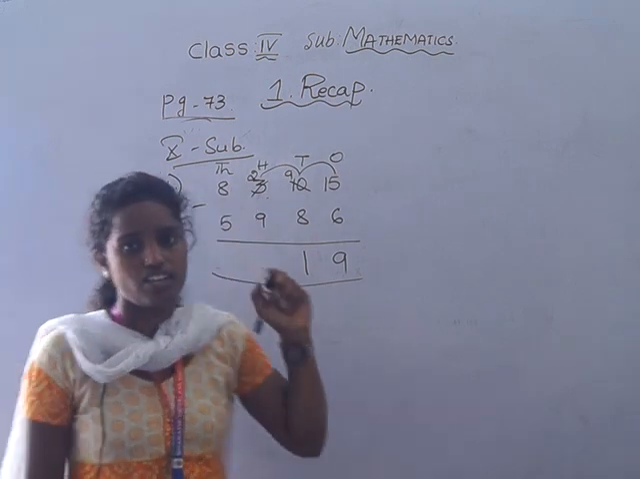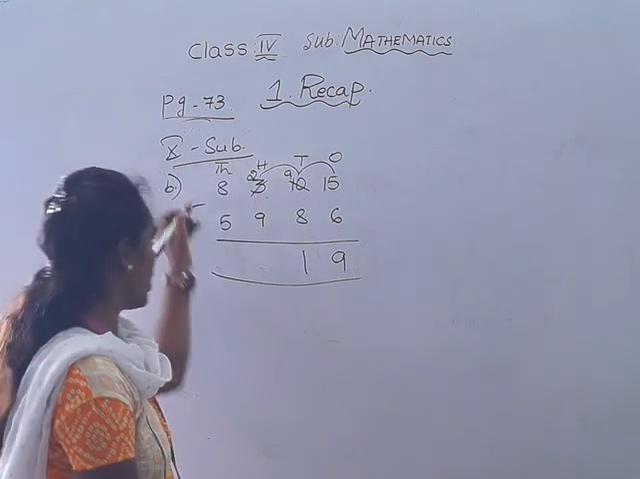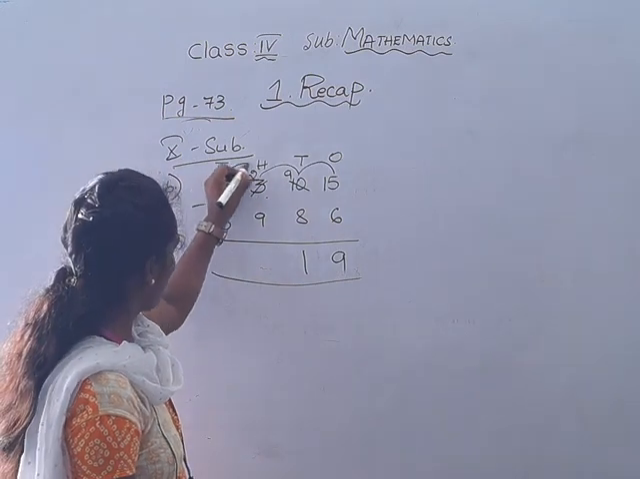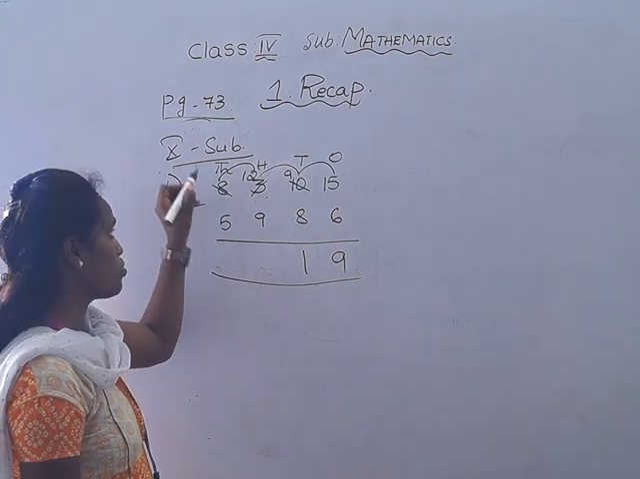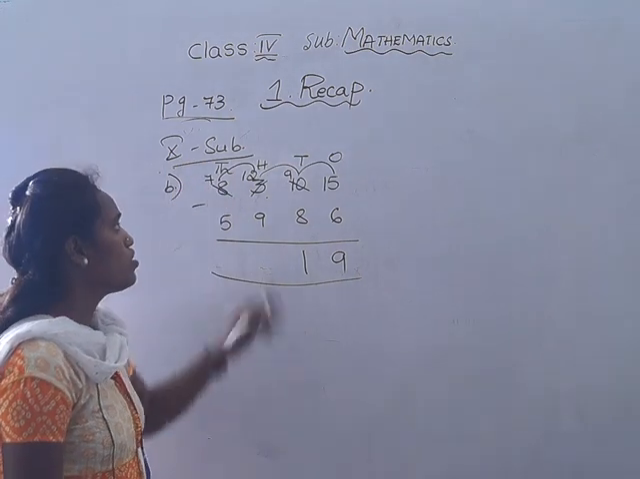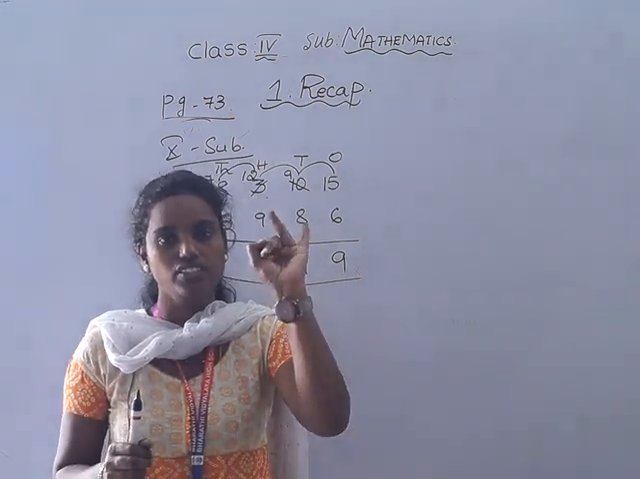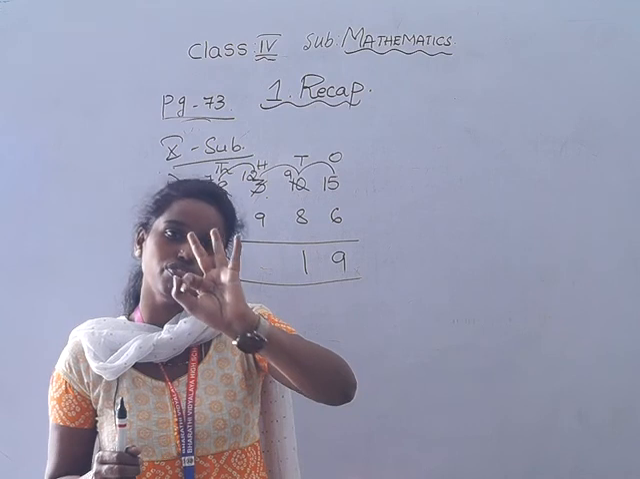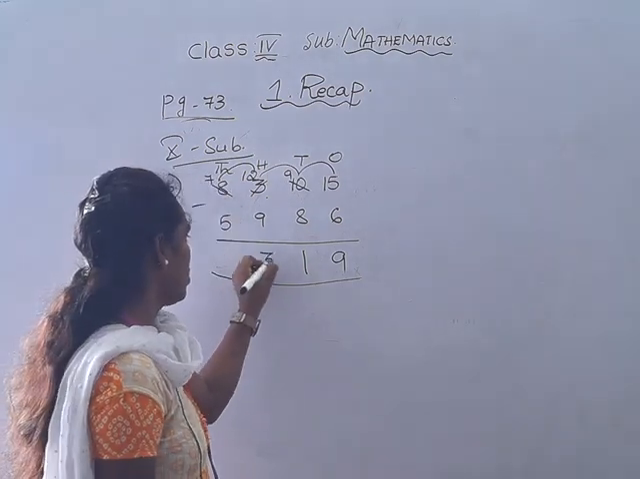Next 2 minus 9. From 2 we are not able to subtract 9. So we are taking borrowing from thousands place. That is 12. And here 8 minus 1 is 7. So 12 in the mind. 9 after 10, 11, 12. How many fingers children? 1, 2, 3. So here the answer is 3.